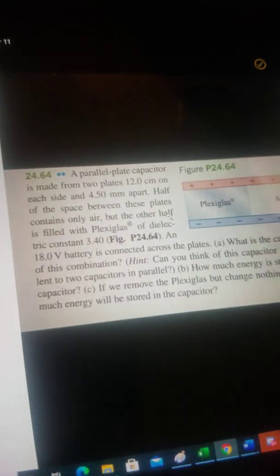This is the question from the exam. I'm not gonna show my face because I don't really think that it's needed. But we can think of this capacitor as equivalent to two capacitors in parallel. So one capacitor is filled with plexiglass and the other one is filled with air.